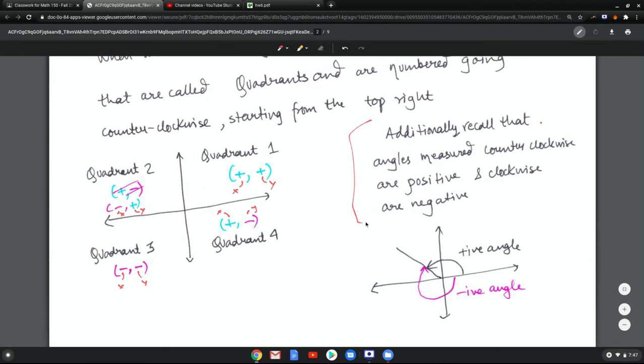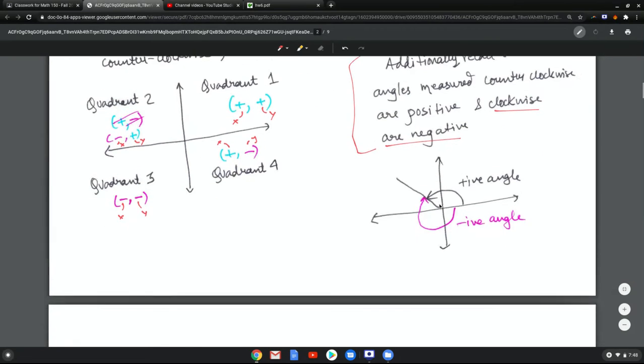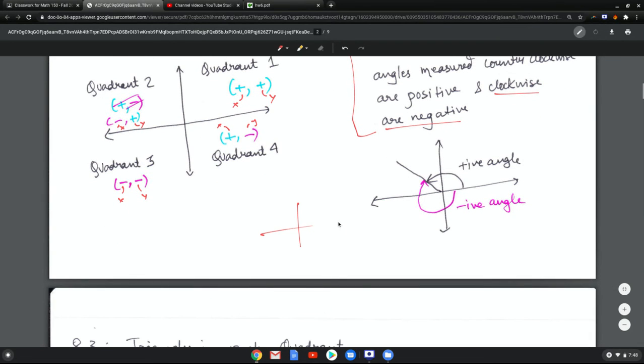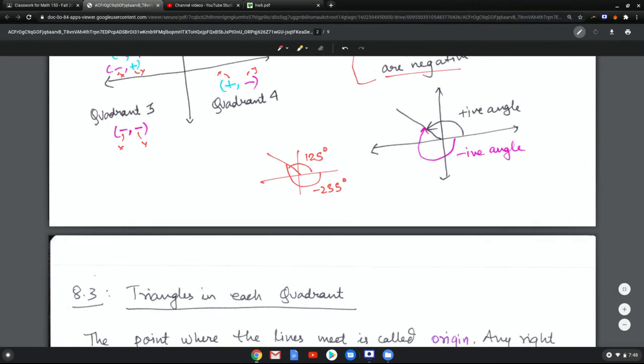Next thing you need to keep in mind is that when we learned about angles, we said that angles are measured counterclockwise. When you measure them counterclockwise, they are positive. And if you measure them clockwise, they are negative. For example, this line here, we can say, has a positive measure of 125 degrees, or if we go the other way around, it has a negative measure of 235 degrees. They identify the same line.